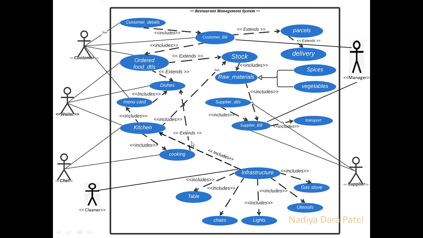Okay, so every relationship is explained inside here, and now I have just placed my actors outside and connected them using association to the respective use cases. So this actor is interacting with customer details, customer bill, order details, menu card. Waiter is going to go through the order details, he is going to pick dishes from the kitchen and give them to the customer.